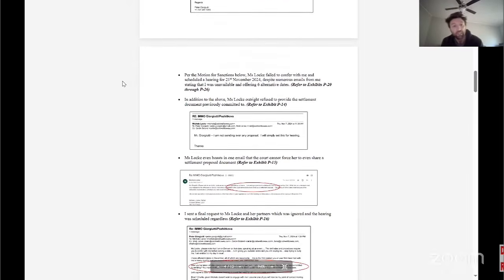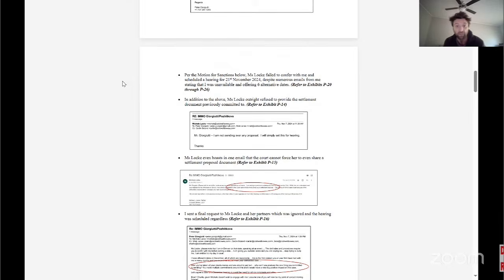Per the motion for sanctions below, Ms. Locke failed to confer with me and scheduled a hearing for the 21st of November, despite numerous emails from me stating that I was both unavailable and offering 6 alternative dates. If you look at exhibits P20 through P26, we'll be looking at them below in the motion for sanctions.